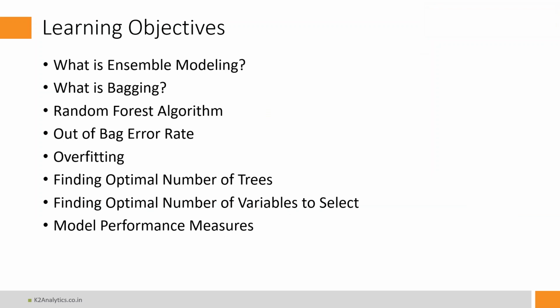The learning objectives of this session are: what is ensemble modeling? What is bagging? We'll learn the random forest algorithm and then many concepts related to random forest: out of bag error rate, overfitting, how to eliminate overfitting by finding the optimal number of trees and the optimal number of variables to select, and finally evaluating how good our model is using various model performance measures.